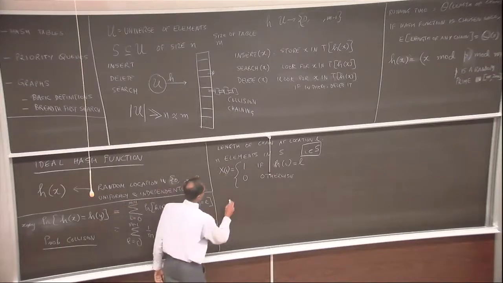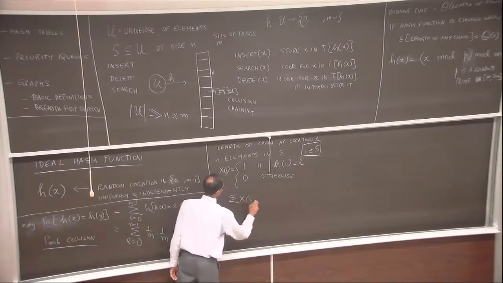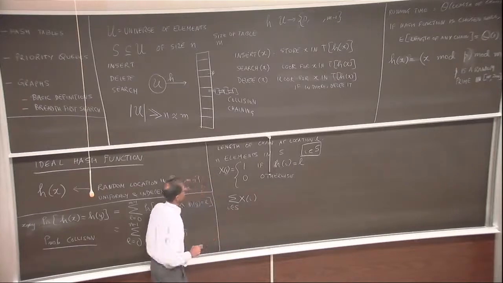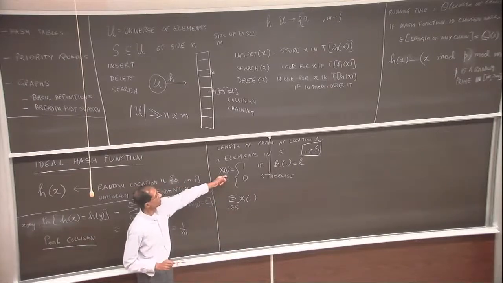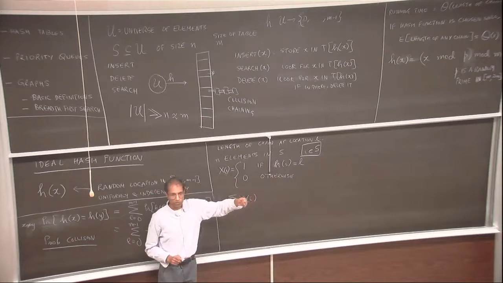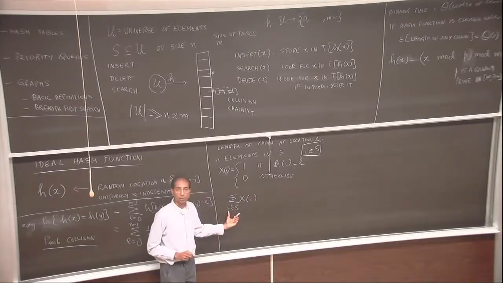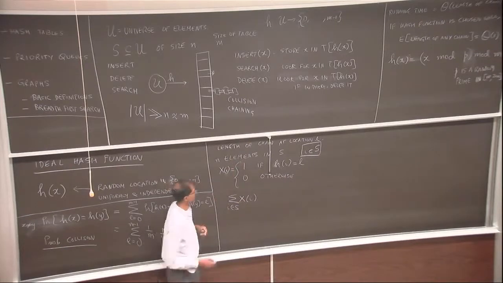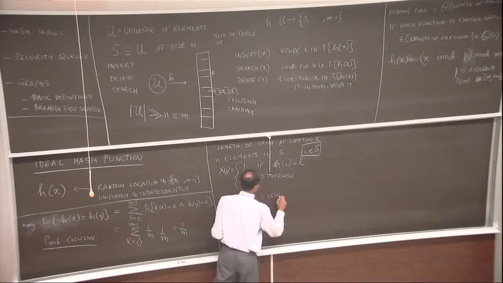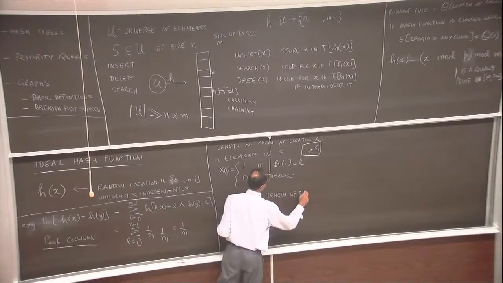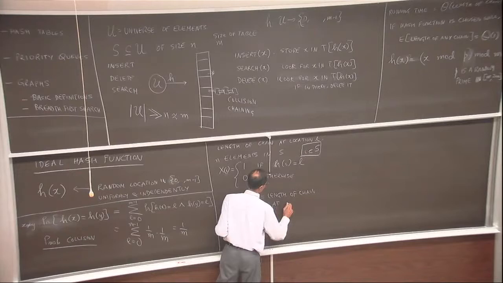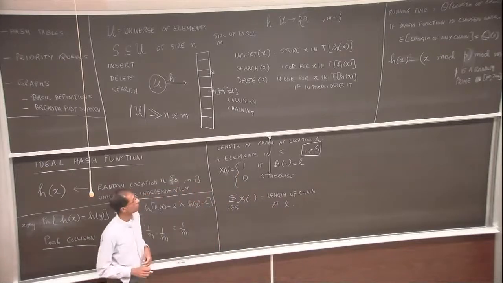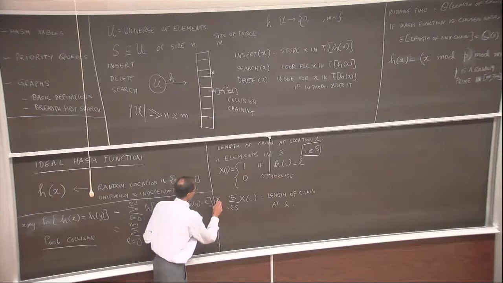So what is the summation of x_i? x_i is 1 if i maps to location l. Then what is the summation of x_i over all i belonging to S? That's the number of elements that map to l. So that's exactly the length of the chain. So let me call this variable, let's say, X for now.